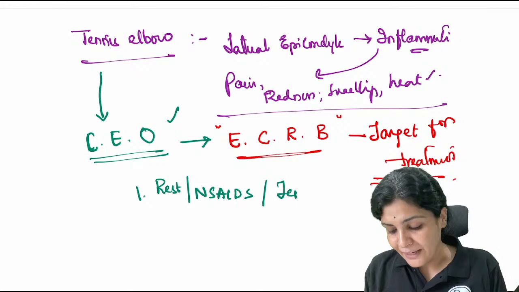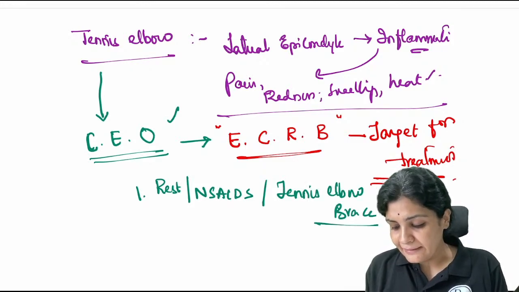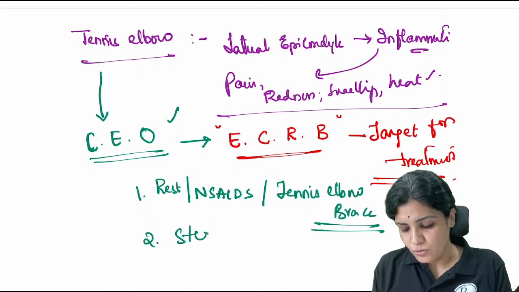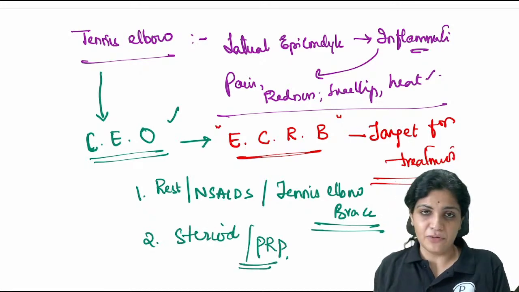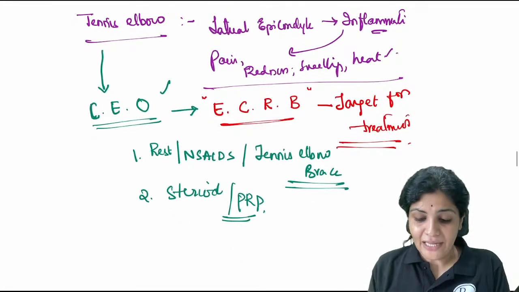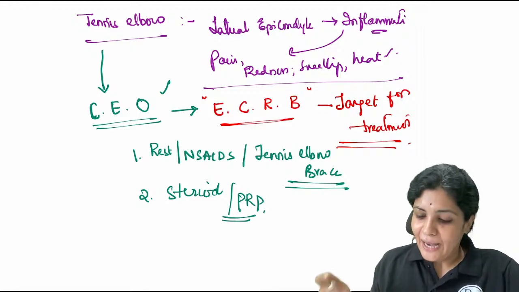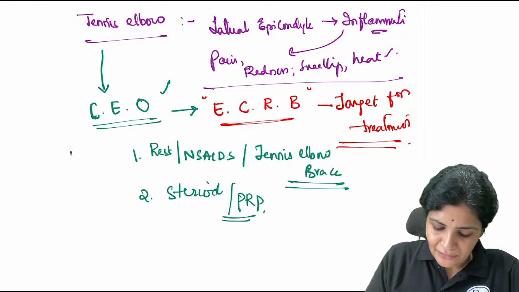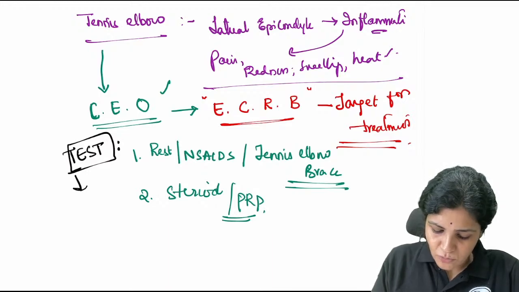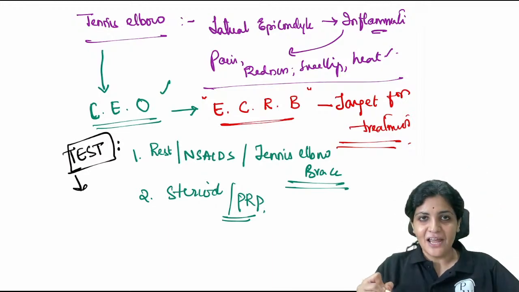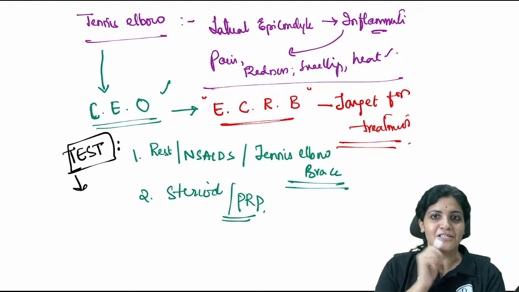And then we can apply a tennis elbow brace, and you can also treat with a dose of steroid. Now PRP is also being used in treatment. These are all the treatment options for tennis elbow, that is lateral epicondylitis. And before that, what is the most important thing, exam point of view? This is all your clinical knowledge, but for us to practice clinically, we need to pass the exam, right? So how do you test the patient who has come to the OPD that this is actually tennis elbow?